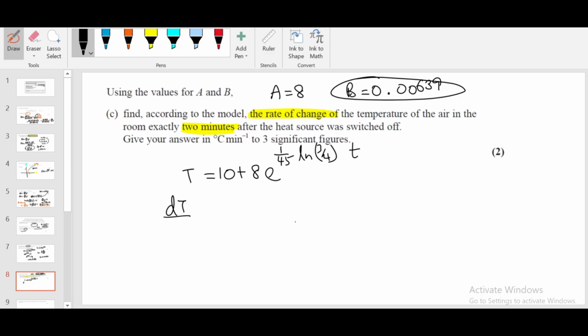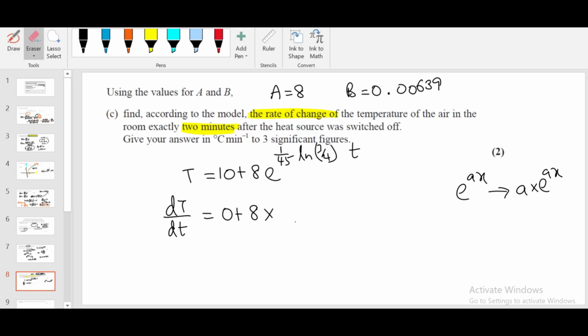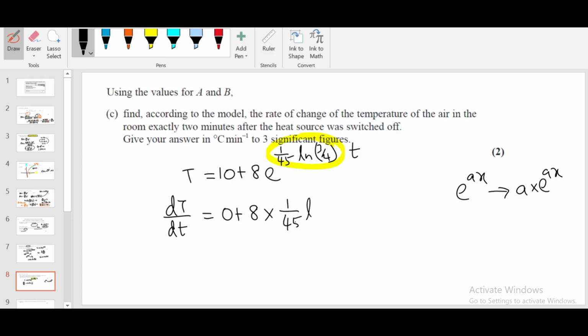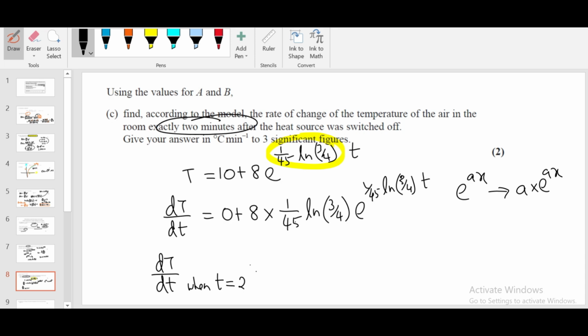So when you differentiate it with respect to small t, the 10 becomes 0, 8 times the derivative of e power ax, which is the coefficient of x times e power ax. In this case, the coefficient of t is this whole thing. So 1 over 45 ln 3 over 4 e power 1 over 45 ln 3 over 4 t. Now we need to find the value of the derivative when t is equal to 2, after 2 minutes they say. So we replace t by 2. It's 8 over 45 ln 3 over 4 e power 1 over 45 ln 3 over 4 times t.